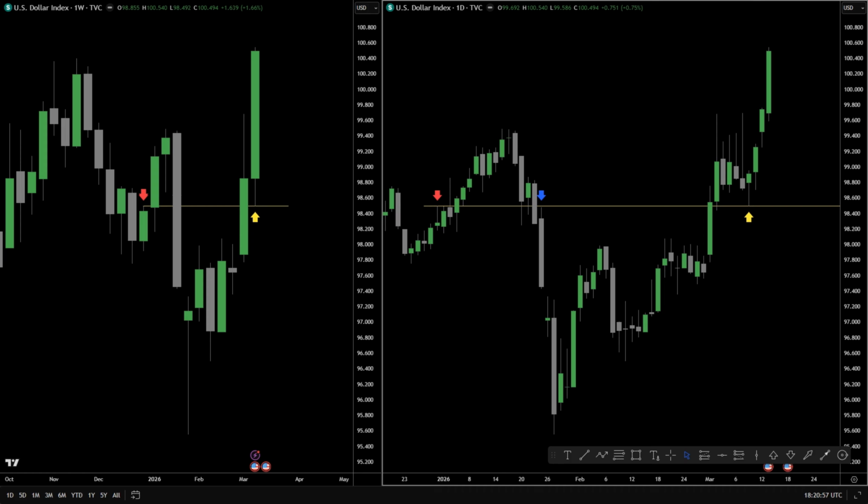Now here's the interesting question. Why did price react so strongly from this level? Was it because of the daily bearish candle marked with the blue arrow, or was it because of the weekly fair value gap marked with the red arrow? Even though both arrows point to the same level, the higher time frame usually tells the real story.